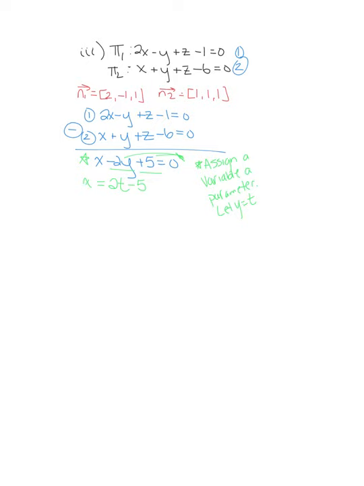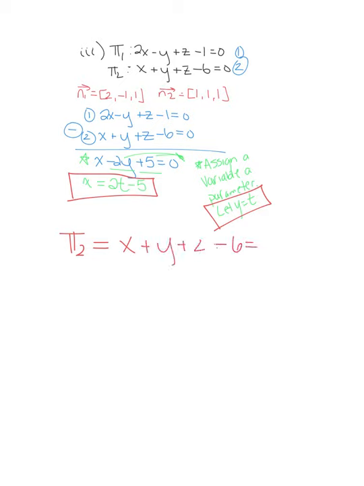So far we have a couple of things going on. Maybe I'll just use red here. I've got one equation, so I have let y equal t. I just found x in terms of t, and I'm going to take these two pieces of information and I'm going to plug that into my equation for plane 2. It doesn't matter which equation I use, but I'm going to go ahead and say that x plus y plus z minus 6 equals 0.